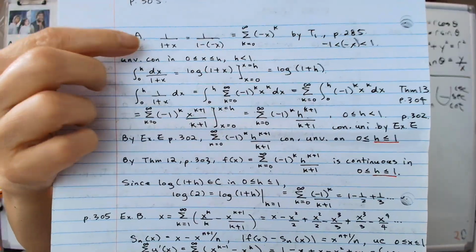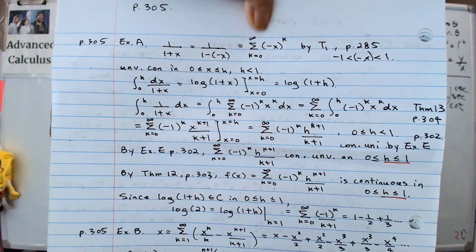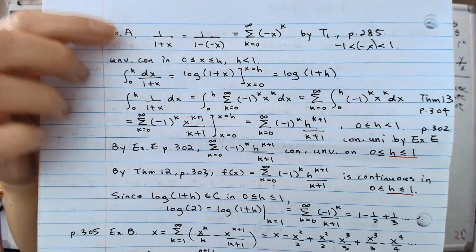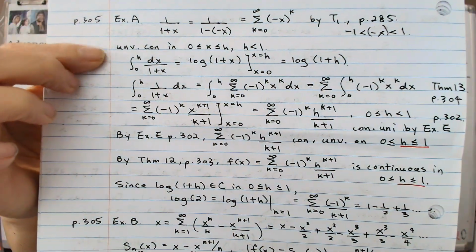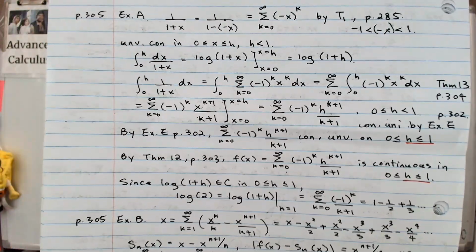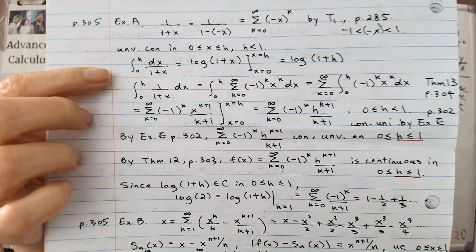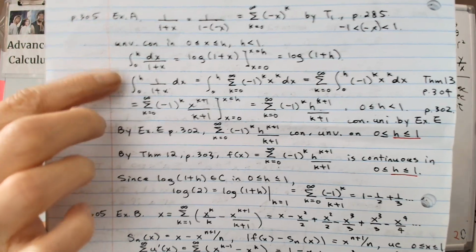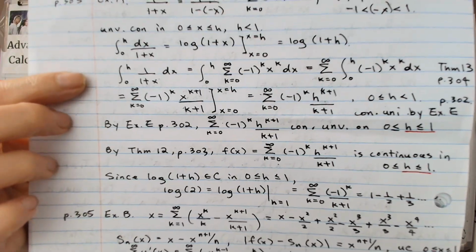So what we have so far is 1 over 1 plus x, which can be rewritten as this infinite series by T1 on page 285, the geometric series, which is uniformly convergent for h less than 1. Okay, there's no promise about what happens at 1. Next we have, of course, slapping the integral sign on both sides. We get this one thing equal to log of 1 plus x calculated, that's log of 1 plus h.